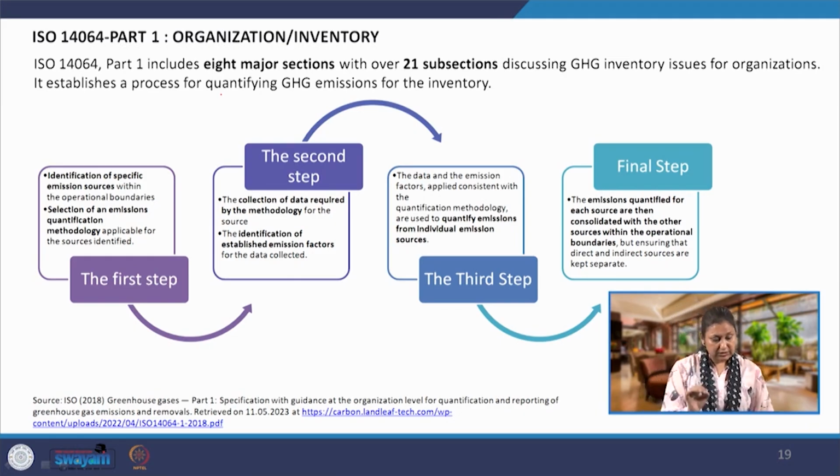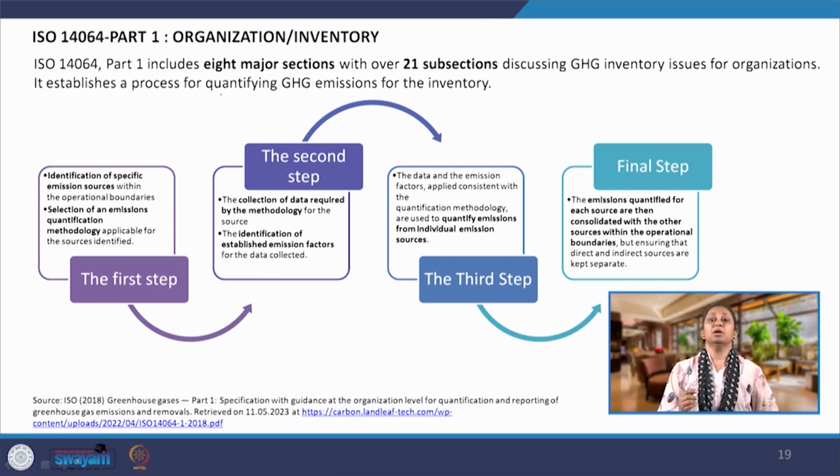And then we have to select a methodology for quantification of emissions. How will the emissions be quantified? We have to select that methodology which is applicable to the sources which have been identified. Different sources will have different methodologies for calculation of emissions. So, as part 1, we only identify the sources and the methodology which will be used to quantify the emissions. That is step 1.